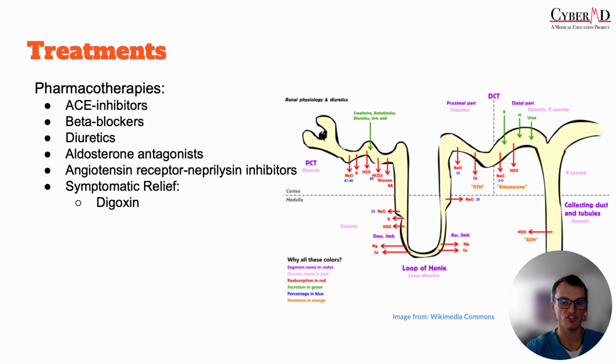By blocking angiotensin 2's action, ACE inhibitors also reduce the secretion of aldosterone, a hormone that, as we discussed earlier, promotes sodium and water retention. Therefore, ACE inhibitors can also help alleviate fluid overload, which is associated with heart failure. Studies have shown that ACE inhibitors improve symptoms, slow disease progression, and decrease mortality in heart failure patients.